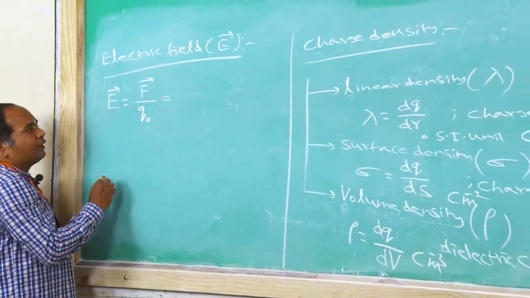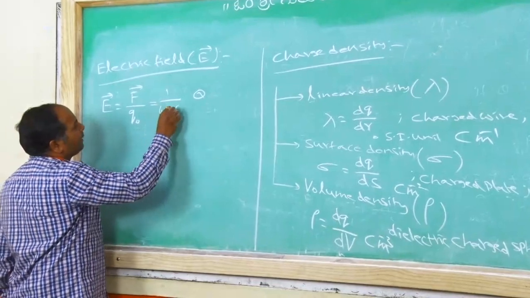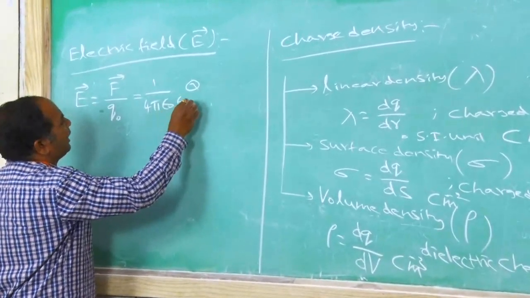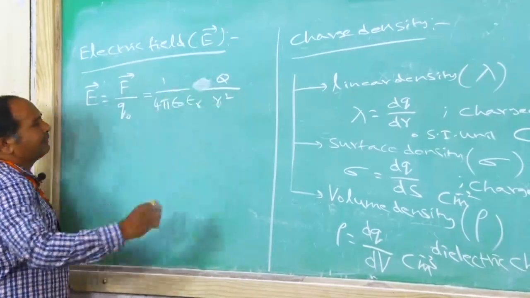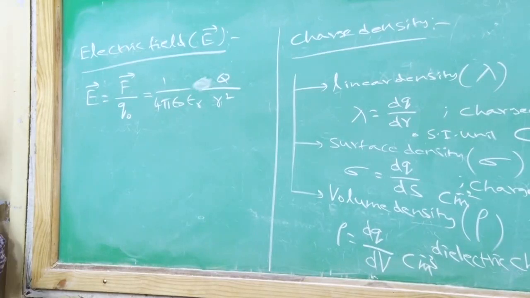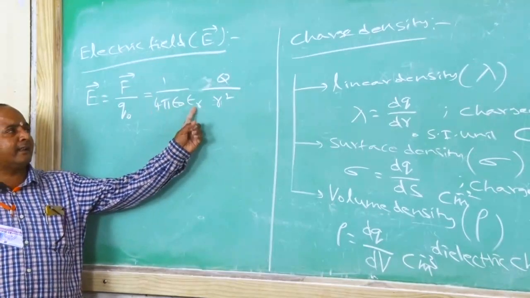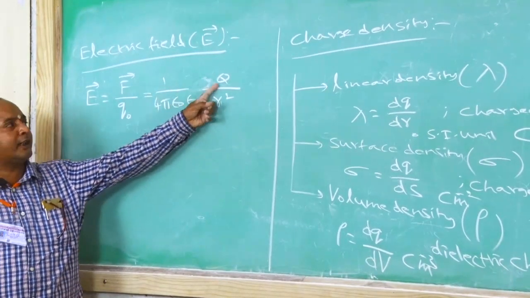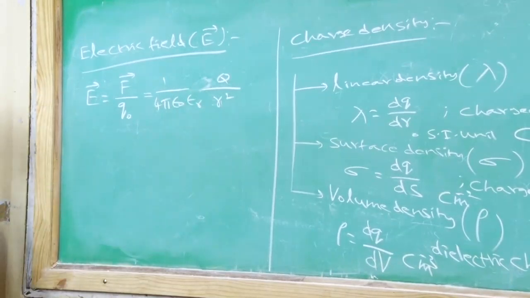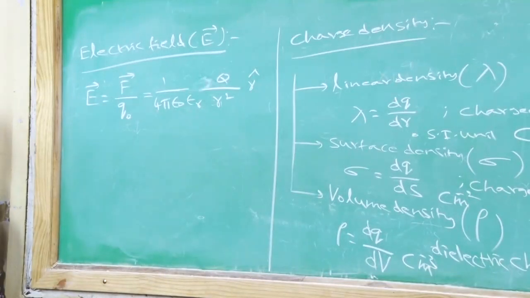If Q is the source charge, then the electric field is 1 by 4 pi epsilon naught epsilon r into Q divided by r square. This is the expression for the electric field, where epsilon naught is the permittivity of free space, epsilon r is the dielectric constant, and r is the distance between the chosen point and the source charge Q. In vector form, you should multiply with r bar.